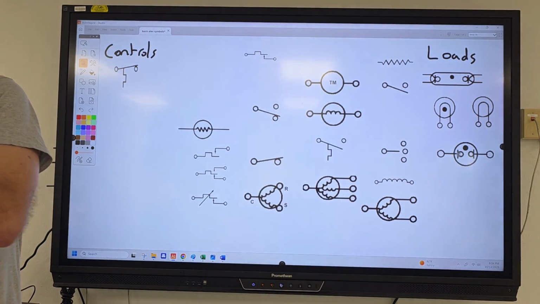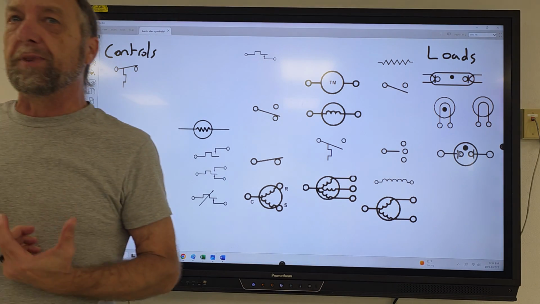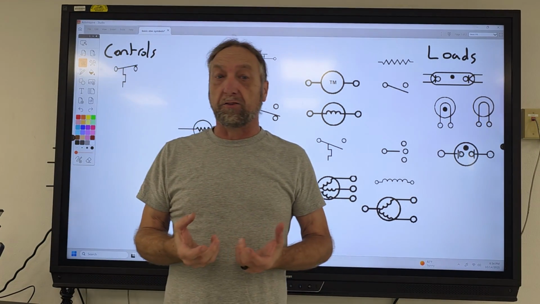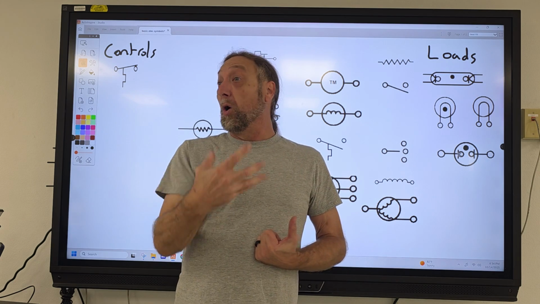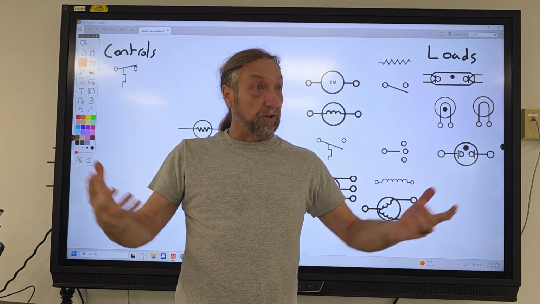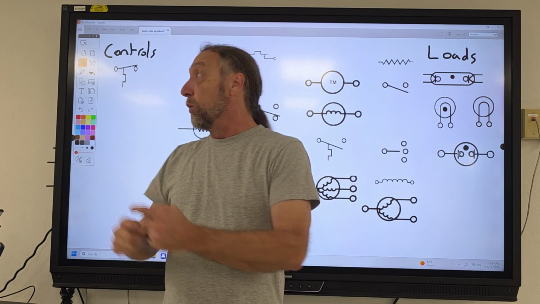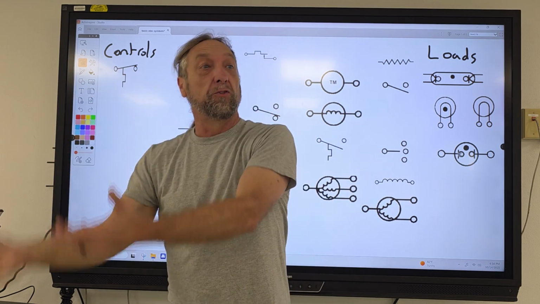But those are loads. Loads are something in the diagram or the appliance that uses the electricity, like a solenoid or a motor creates a magnetic field, causes it to run or do something, where a control is what turns it on or off.